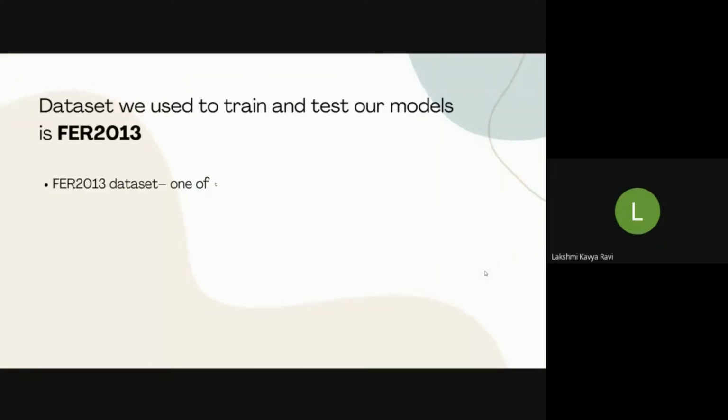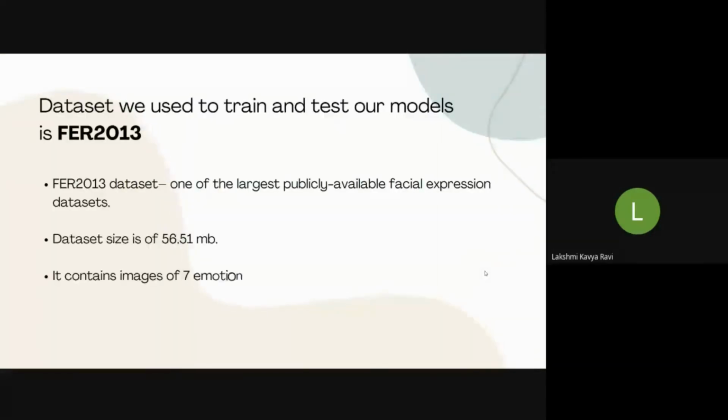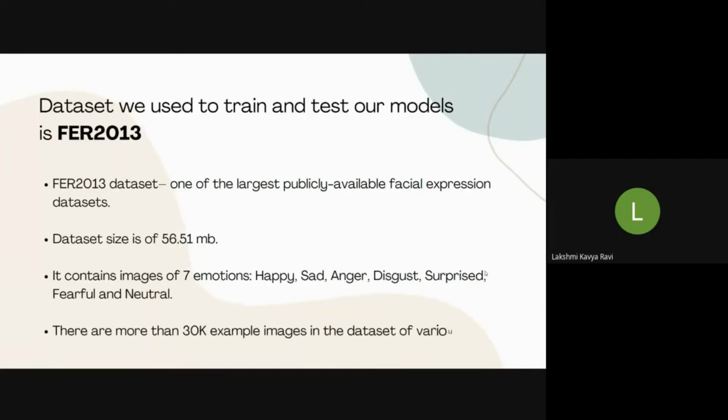To brief about our dataset FER 2013, it contains grayscale images of faces with 48 by 48 pixel in size, and the size of the dataset is about 57 MB, and it also contains 7 folders, each representing a different emotion. There are surprised, anger, sad, happy, neutral, fearful, and disgust. In total we have more than 30,000 images in various emotions.